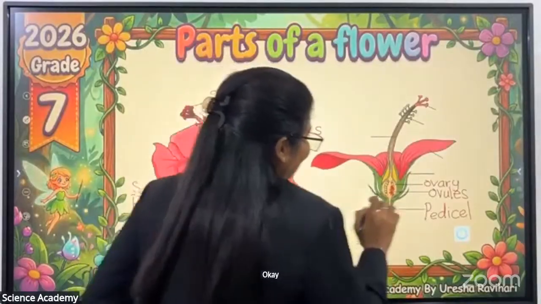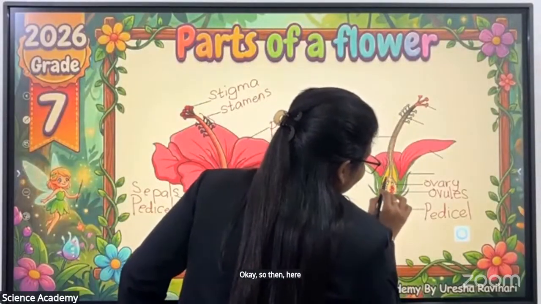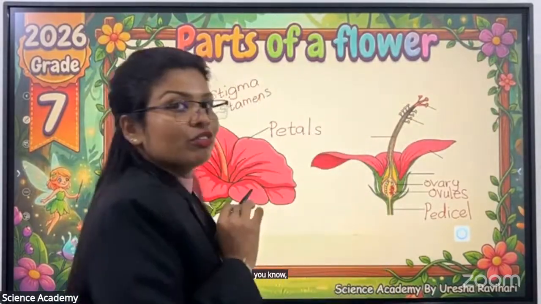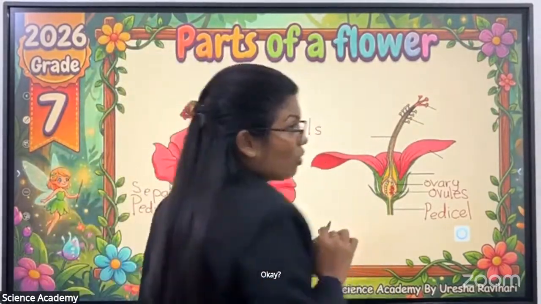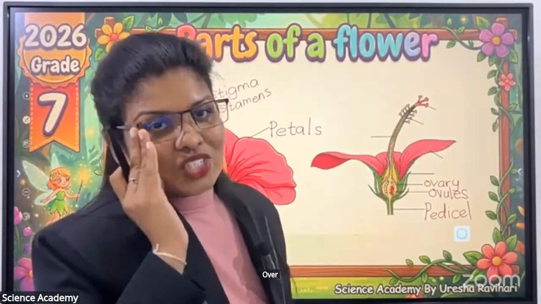Okay. So then, here the ovary is this one, the oval shaped part. Ovary is called Dimbakosha in Sinhala.